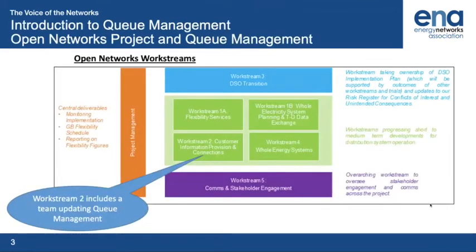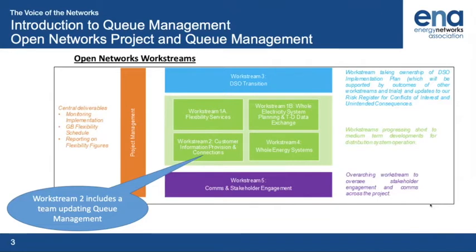So if we go to slide 3, which is just giving a little bit of context about the Open Network project and where queue management sits. So the slide is just showing a diagram with the different elements of the Open Network program for 2020. There are 6 different work streams, going from 1A, 1B through to work stream 5. Those work streams include work stream 2, which covers customer information provision and connections. And the work that we're doing on queue management sits within work stream 2. And as I said, that work is led by Peter Turner.